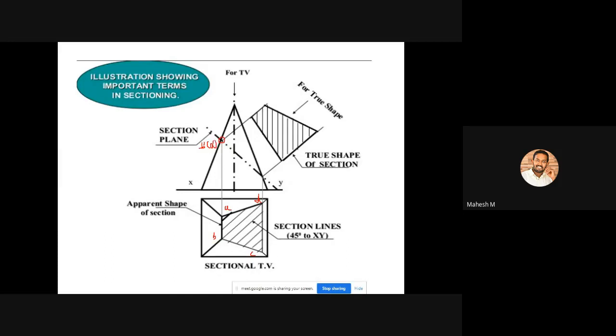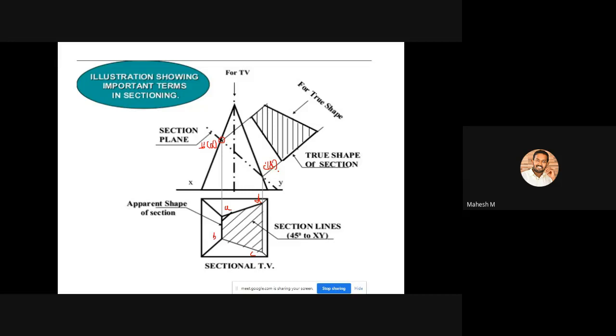Okay, since it is a pyramid, we can have A, B, C, D. If it is a prism, you can name it as E, F, G, H, or else a different notation. You can provide different notations. So this particular point can be called C dash or D dash. Okay, is it clear? Is there any doubt up to this?